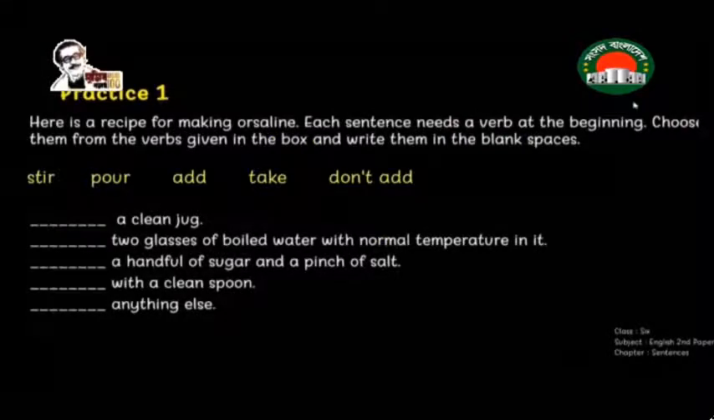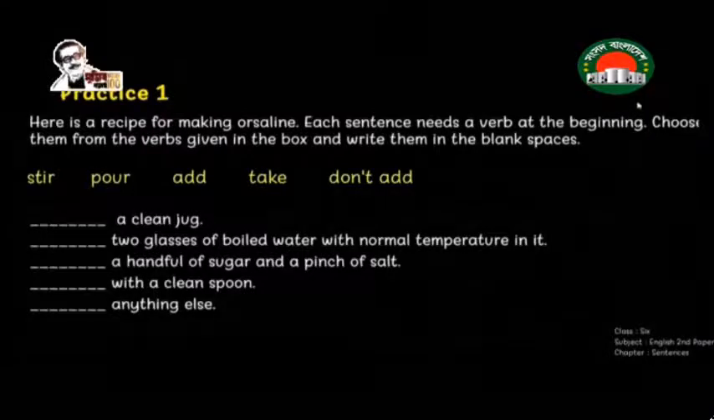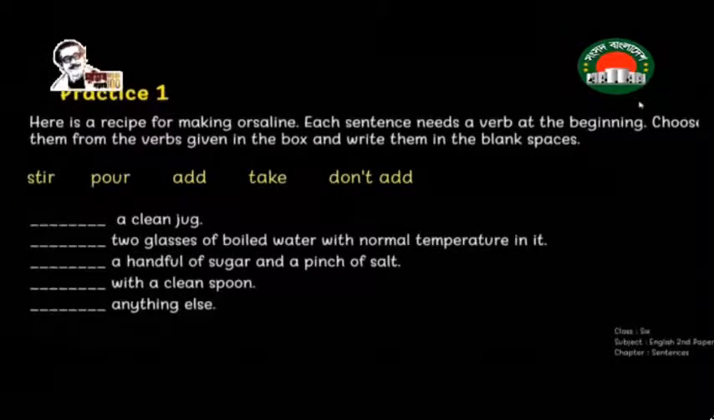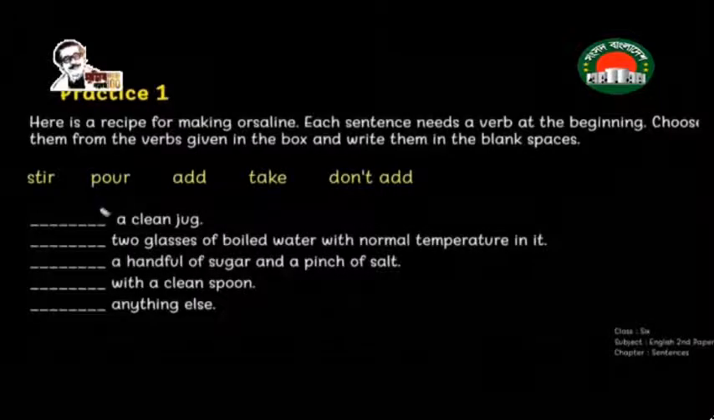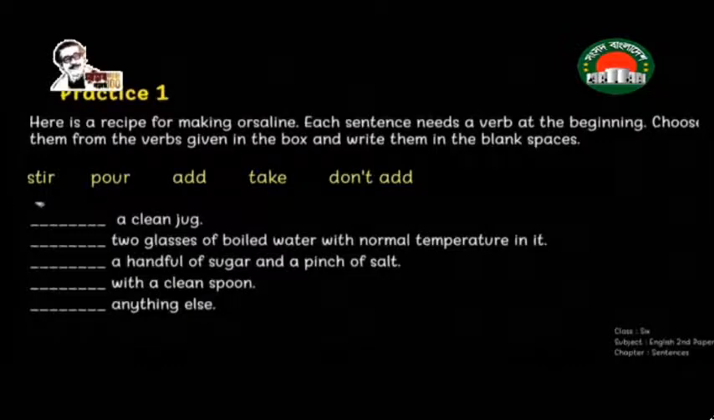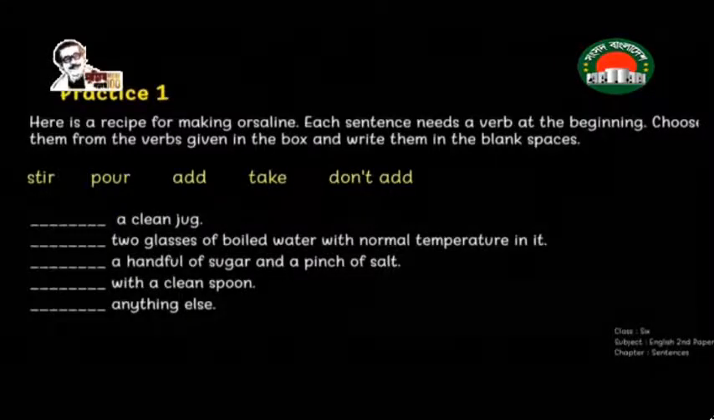Here is a recipe for making Orsaline. Each sentence needs a verb at the beginning. Choose them from the verbs given in the box and write them in the blank spaces. So these are the words. See? Stir, pour, add, take, don't add. So think and try to complete the sentences. Okay, what will be the answer? Dash a clean jug. I think what will be the answer? The answer will be take. Exactly.